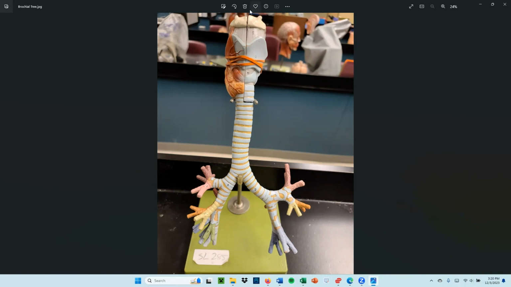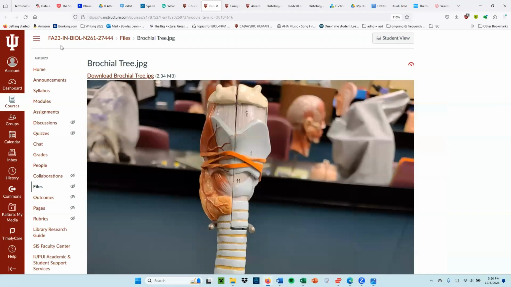And then there's one more thing that we can't see. So if you flip this model around, you can see the epiglottis sticking out at the top. So I also like to include that one because it's important to recognize that the epiglottis is going to fold over our air passageway when we swallow, so that food and drink don't go down that way. So that is all bronchial tree.